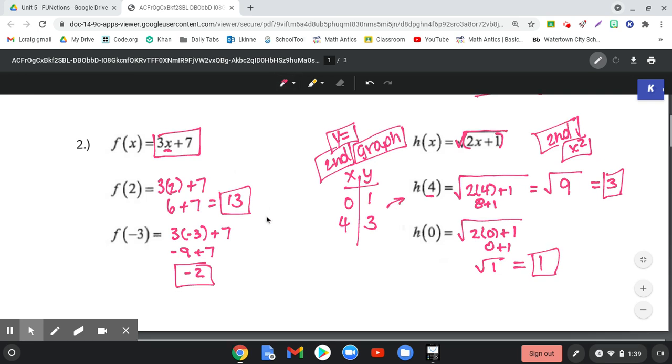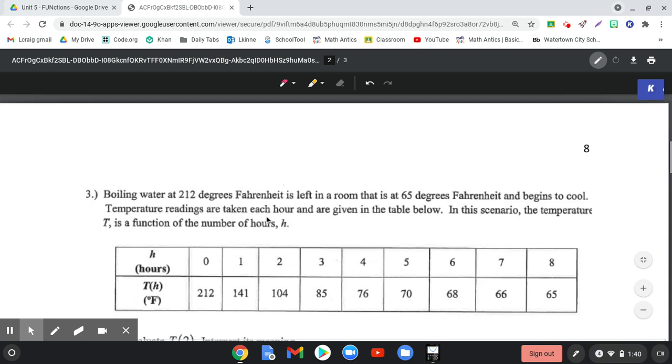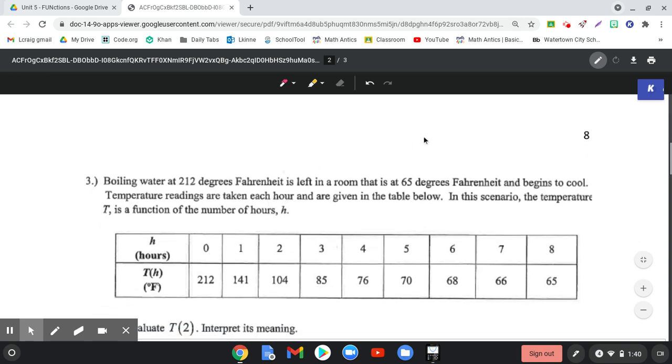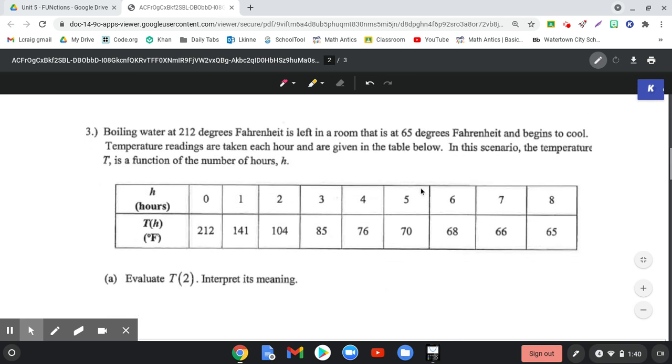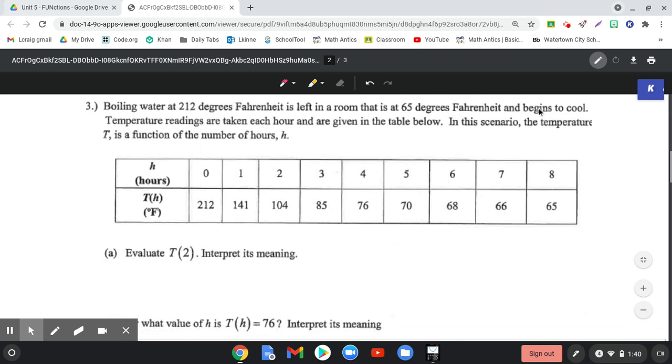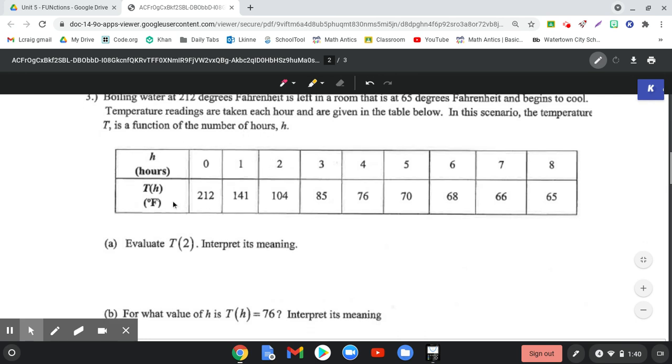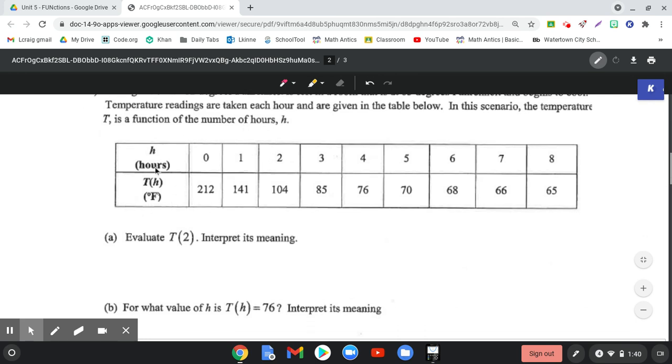Okay? All right, so let's go to page 8. We're going to look at just a couple more questions. Boiling water at 212 degrees Fahrenheit is left in a room that's 65 degrees. Well, if it's sitting in a cold room, it's slowly going to cool off. Temperature readings are taken each hour and are given in the table below. So in this scenario, the temperature is a function of the number of hours. So instead of using y and f of x, h stands for the hours.